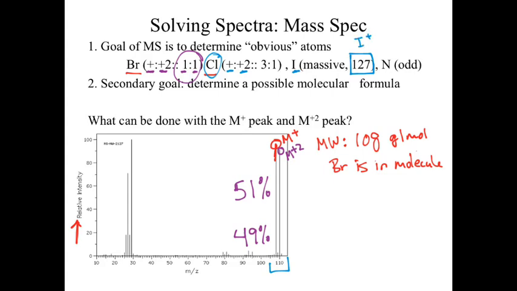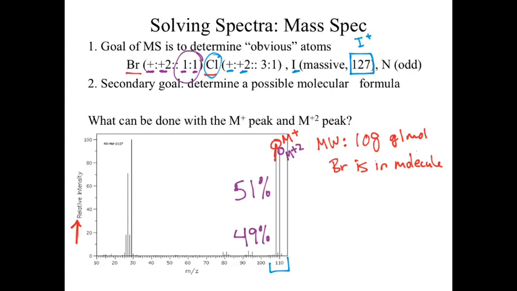Which I know sounds a little bit weird, but when it comes to mass spec, we can actually find and detect an I+ ion. So the iodine cation can show up in the mass spectrum.